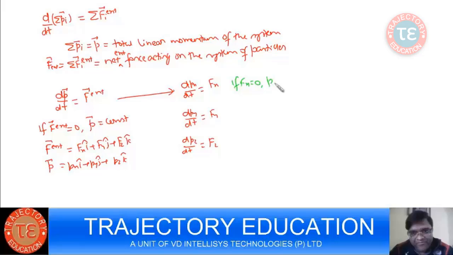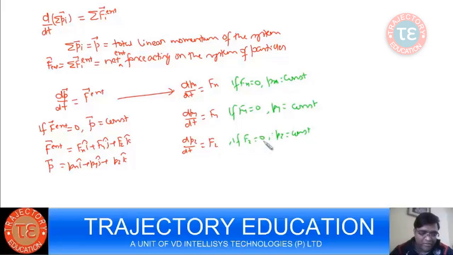Now if Fx is 0, then Px remains conserved. If Fy is 0, your Py remains conserved, and if Fz is 0, Pz is constant. So this is the law of conservation of linear momentum. If one of the components is 0, the corresponding component of linear momentum will be conserved.